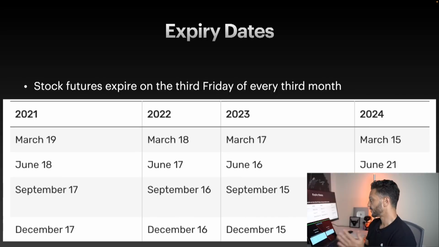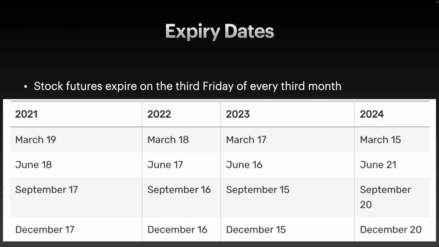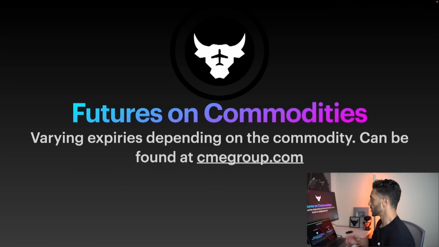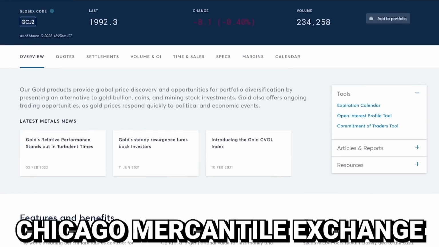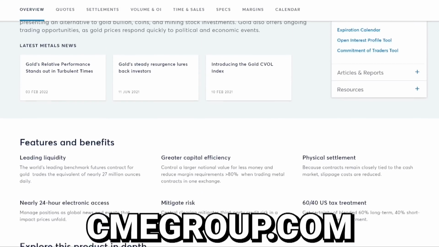I know that can get confusing, but here's an illustration on the screen that shows you the expiration dates for the next few years. There are 4 expiration dates every year, so it is like a quarterly expiration for stock indices futures. However, for commodities, each future has a different expiration date depending on the commodity. Now, these can be found if you go to the CME Group's website. That's the Chicago Mercantile Exchange, cmegroup.com.